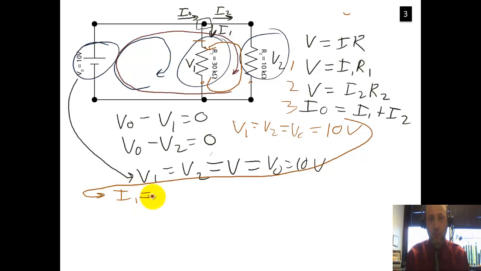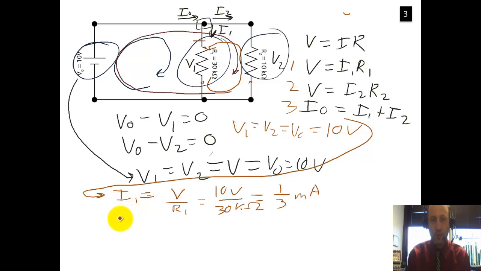I1 has got to equal the voltage, 10 volts over R1, which equals 10 volts over 30 kiloohms, which equals, just as it was in the third problem, 1/3 of a milliamp. Do the same for I2. I2 equals the voltage divided by 10 kiloohms this time, which equals 1 milliamp.